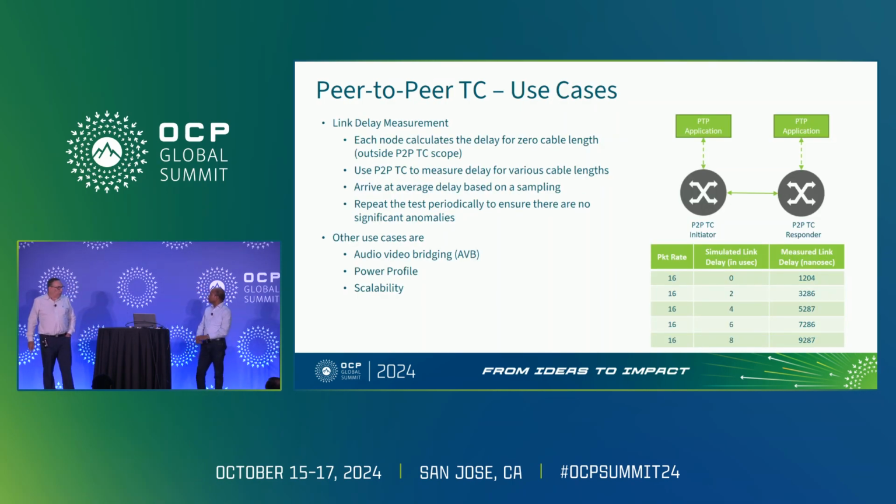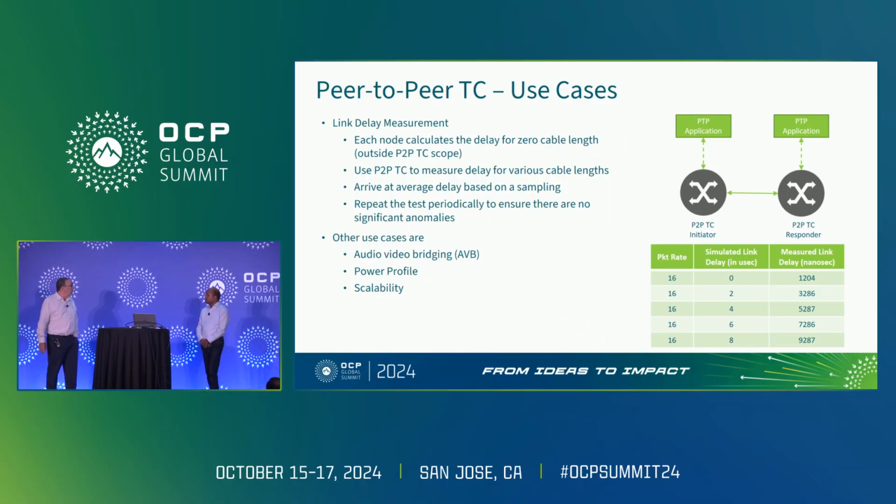Before we go into the measurements themselves, it's important to understand what exactly is being measured when we do peer-to-peer delay measurement. What we're measuring is not just the cable, but timestamper to timestamper, the delay between the timestamper on one node and the timestamper on the other node. So it includes not just the cable, but additional logic or semiconductor delays that are present.